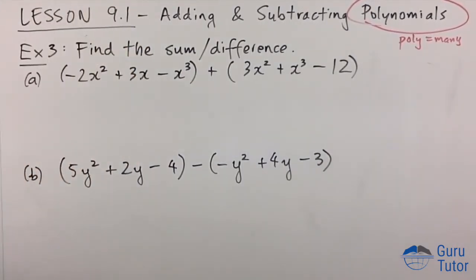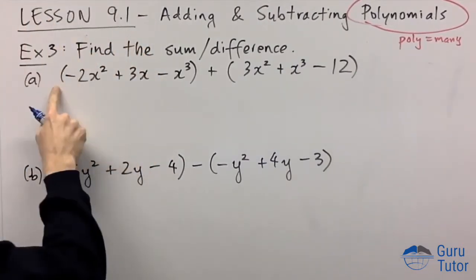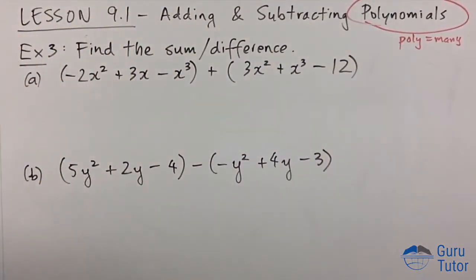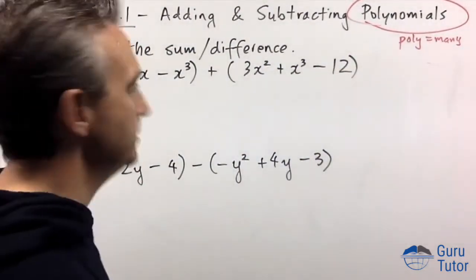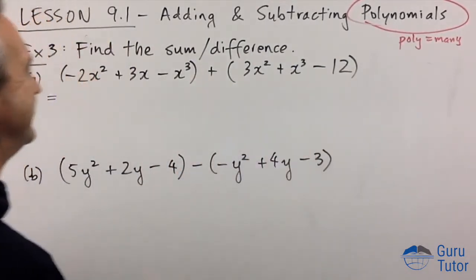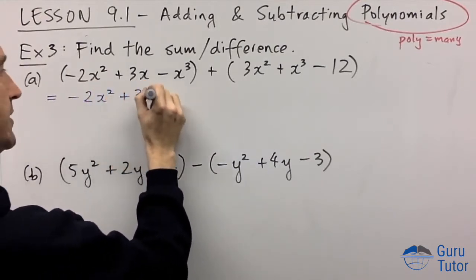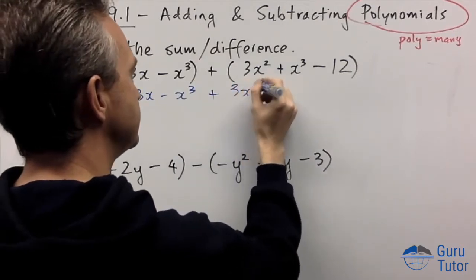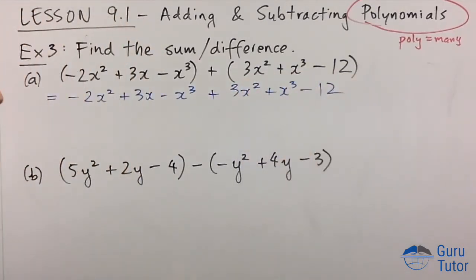Okay? Example 3, the last example. What we're going to do is find the sum or the difference of two polynomials. So here we're going to add two polynomials. We've got one polynomial plus another polynomial, and we're going to get the answer to this. So this is just collecting like terms, believe it or not. Since it's a plus, these brackets don't really mean anything. So let's just write this again without the brackets. 2x squared plus 3x minus x cubed plus 3x squared plus x cubed minus 12.